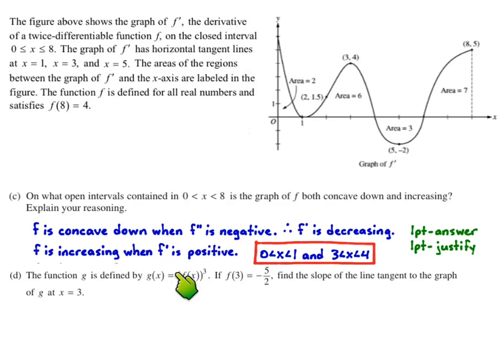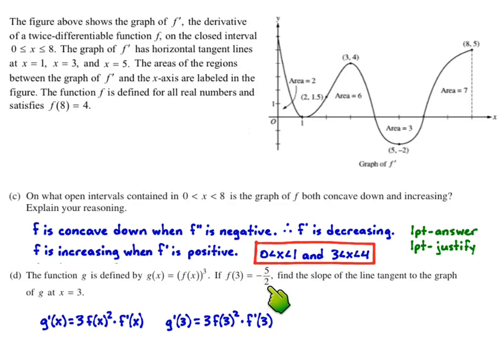So the derivative of g, notice it's going to be the chain rule here. So the derivative of something cubed is 3 something squared, right? 3 times something squared, and then we have to use a chain rule, so times f prime of x, because that's the inside there. And then we're going to plug in 3 to x to figure out what g prime of 3 is. So we got 3 times f of 3 squared times f prime of 3. We're given in the prompt that f of 3 is negative 5 halves, so that's going to be 3 times negative 5 halves squared, and then times f prime of 3.